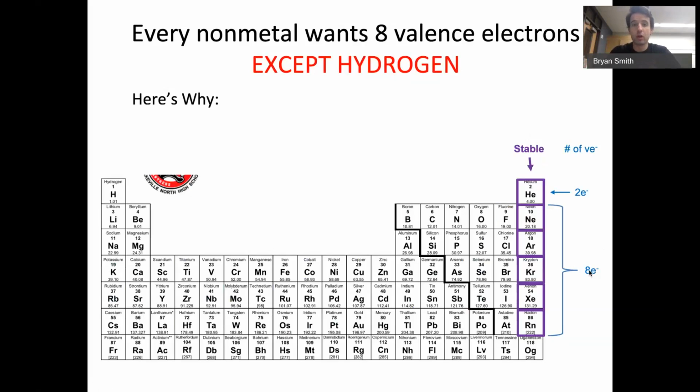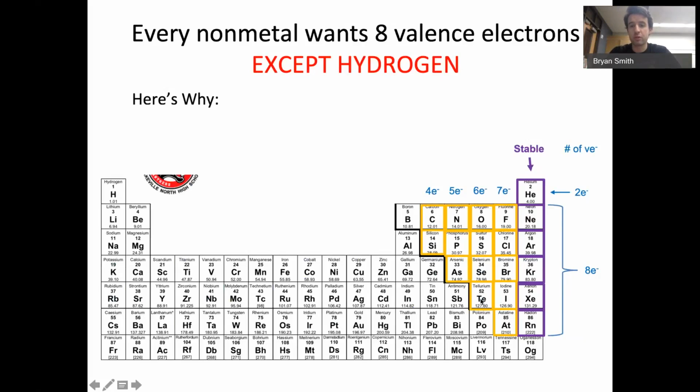And that's true for everything in yellow over here. These are all nonmetals. Some of them are metalloids, but they're all nonmetals, and they all have either 4, 5, 6, or 7 valence electrons, depending on which column they're in. Carbon and silicon both have 4.